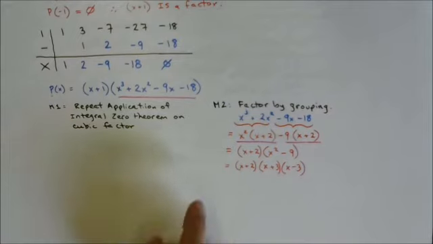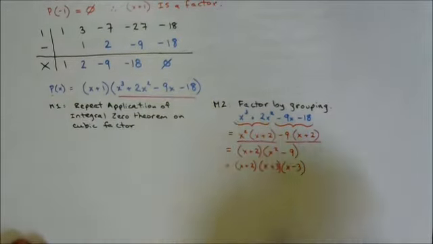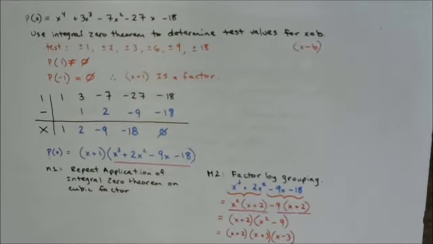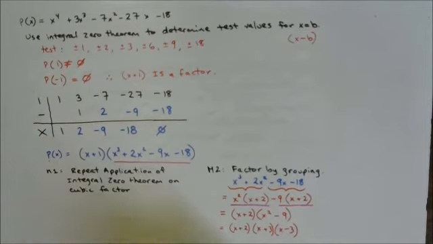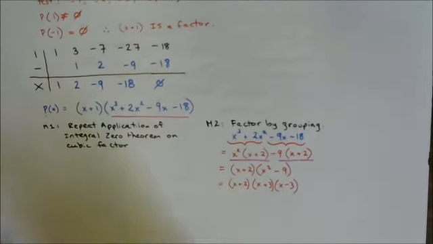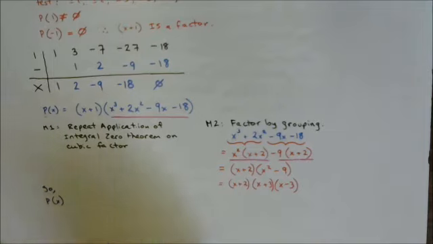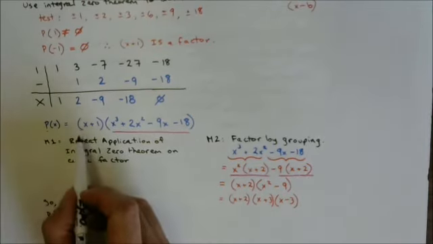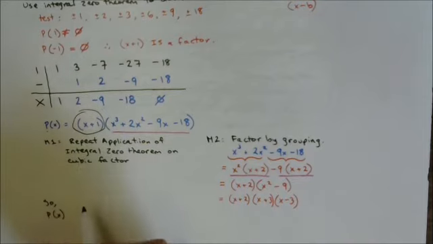You weren't asked in the question to factor a cubic. You were asked to factor the quartic p of x. So your final answer needs to indicate what p of x actually equals. We left behind x plus 1. So we're going to make sure we don't forget about him. We're going to take him down.